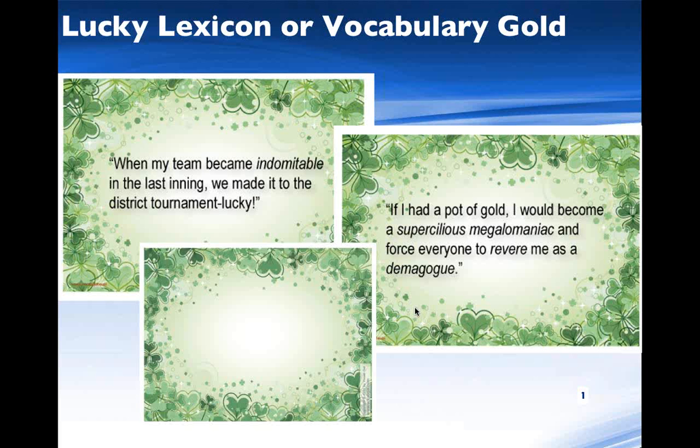And so what I wanted to do basically was show you here, this is a great example that you have 2 options, and the template actually tells you what to do. When my team became indomitable in the last inning, we made it to the district tournament, lucky. So that's one option. How were you lucky? Describe it with a vocabulary word. Your other option, if you had a pot of gold, what would you do with it? Use at least one vocabulary word to describe it.